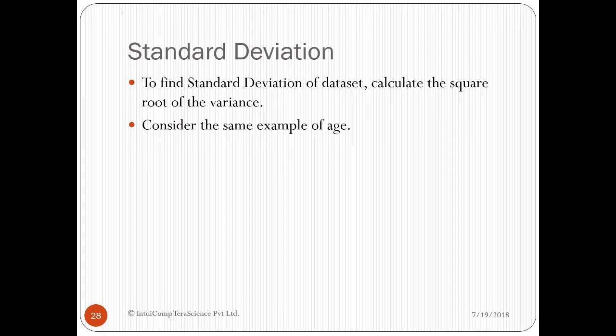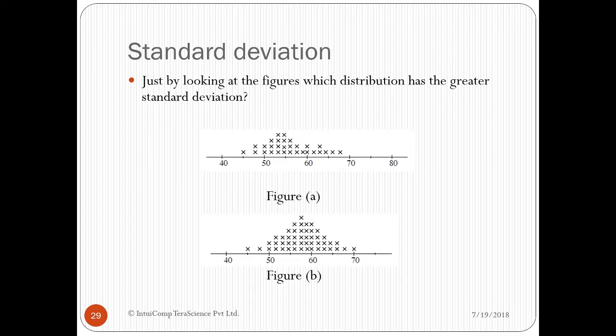Consider the same example of age. Then standard deviation will be the square root of variance, that is the square root of 7.6329. It comes as 2.7627. Try and tell which figure should have a higher standard deviation just by looking at the figures of distribution. So the answer is that figure A has a higher standard deviation because it is more spread out than figure B.